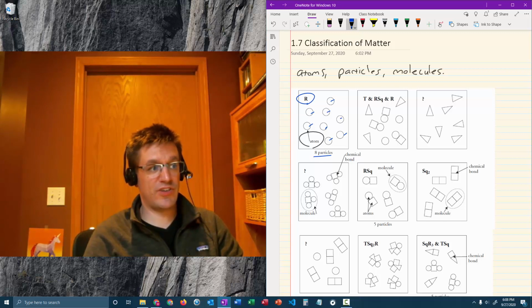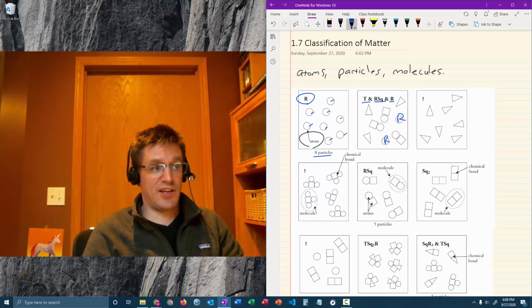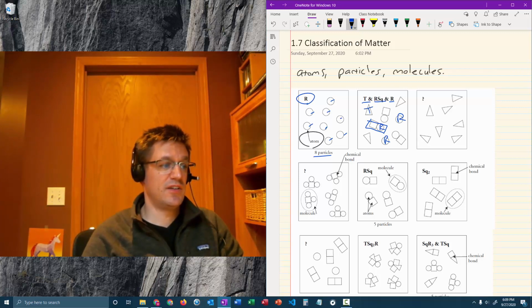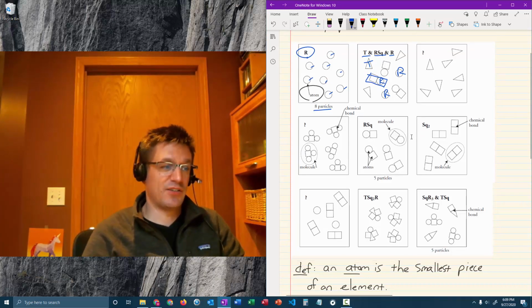In the next picture we've got some T, we've got some RSQ, and some R. Remember from the last picture, R was just a circle. I'm guessing that RSQ, that's probably one of these right here because it's got an R bonded to something else. And then that must make this T. I'm kind of giving away a lot of clues here, but that's okay.